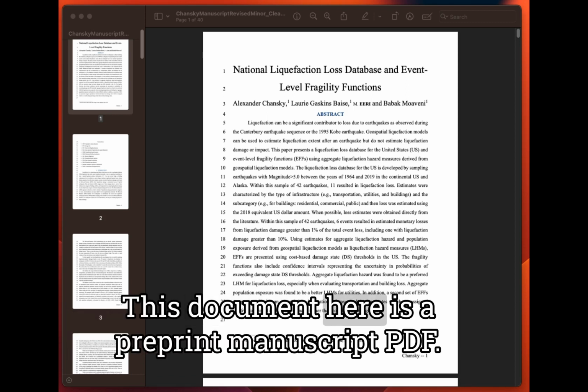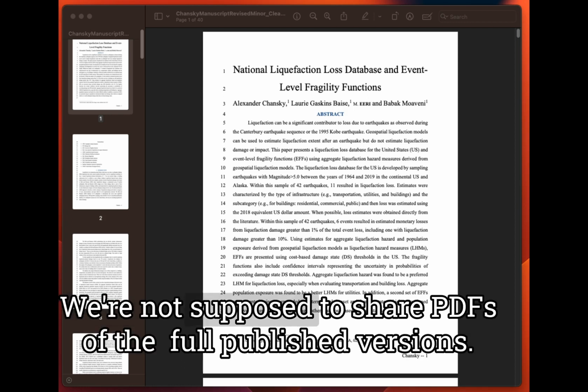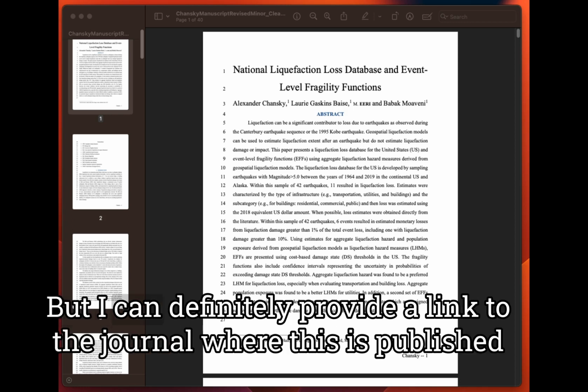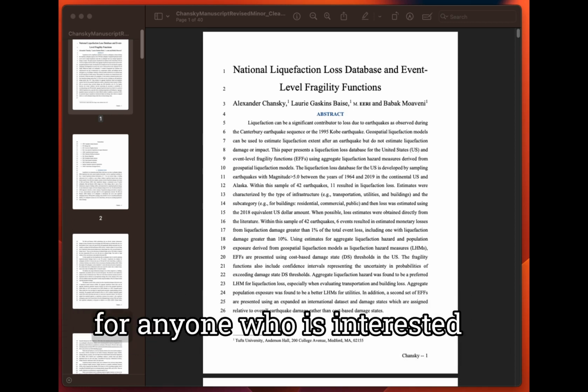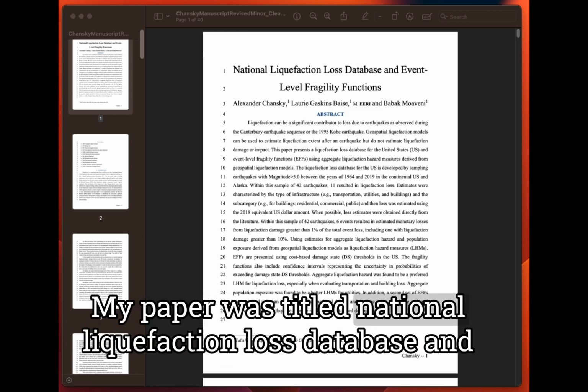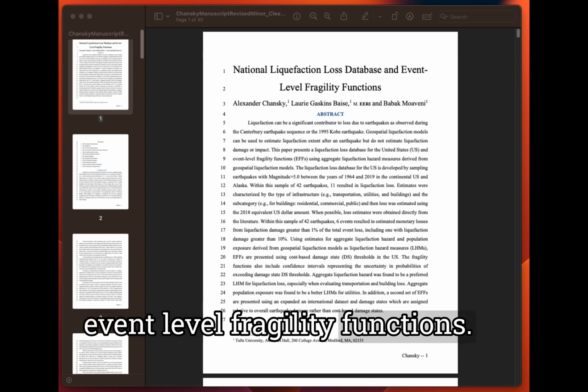This document here is a preprint manuscript PDF. We're not supposed to share PDFs of the full published versions, but I can definitely provide a link to the journal where this is published for anyone who is interested. My paper was titled National Liquefaction Loss Database and Event Level Fragility Functions.